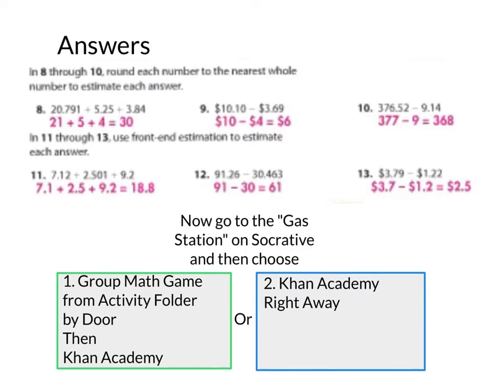And I want you to pay special attention to down here. This is different today. Obviously, now you're going to go to your gas station on Socrative, but after that, I want you to choose. So look carefully at these options. You're going to choose the group math game from the activity folder, By the Door, and then Khan Academy, or you can go to Khan Academy right now. Your choice is really whether you'd like to work in partners in the group math game, By the Door, or whether you'd like to work by yourself. And you get to choose that after you do the gas station on Socrative.